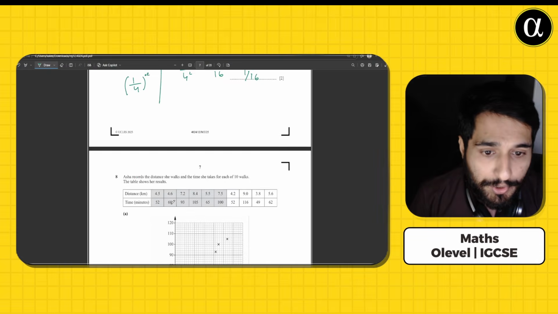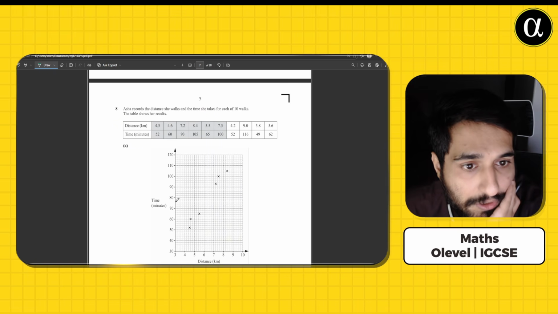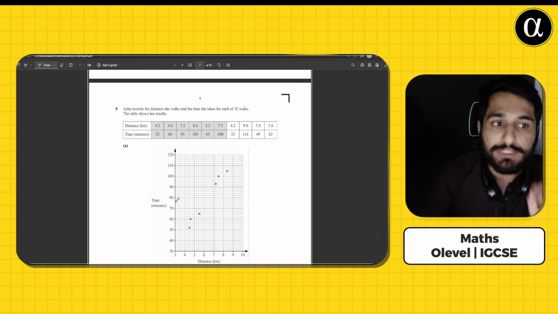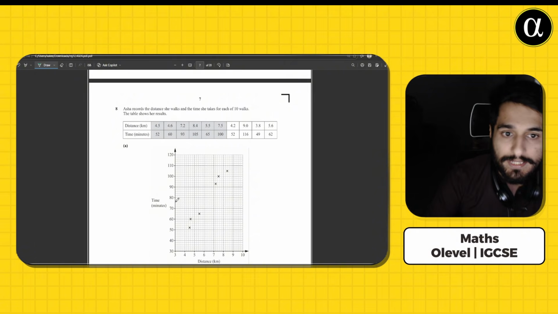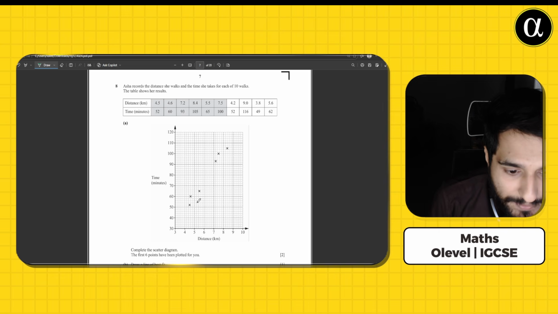Now question number 8. Question number 8 states that Asha records the distance she walks and the time she takes for each of 10 walks. The table shows her results, and we are supposed to complete the scatter diagram. Now, how are we supposed to do this?